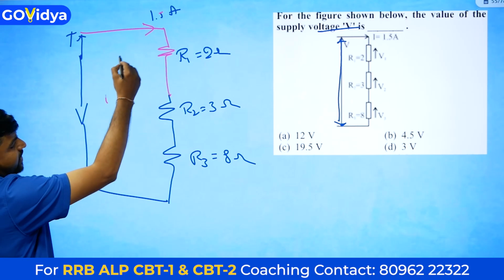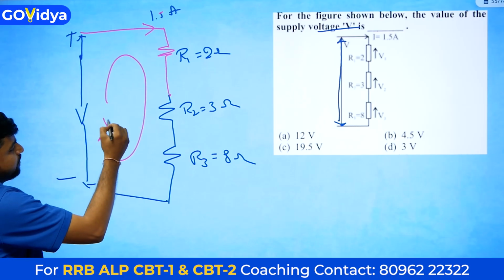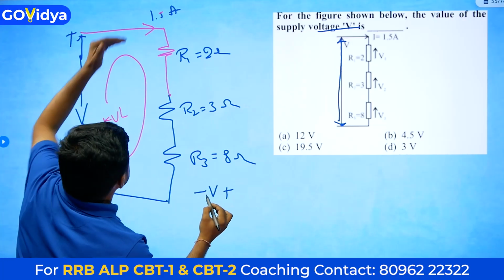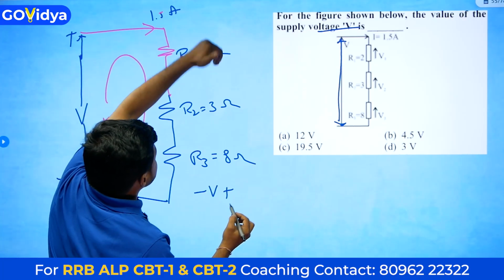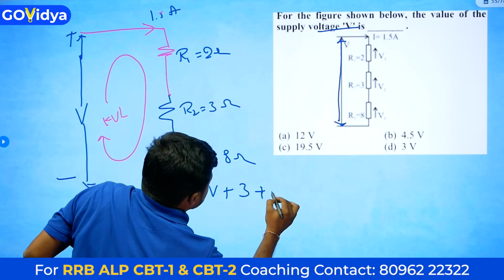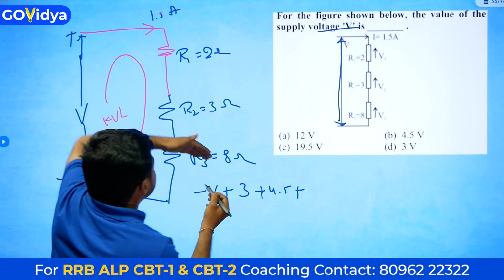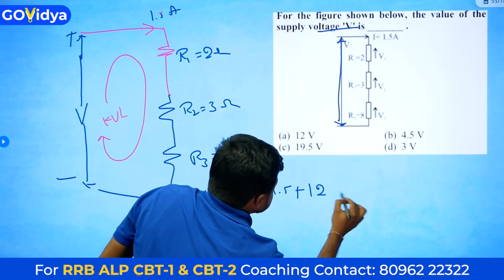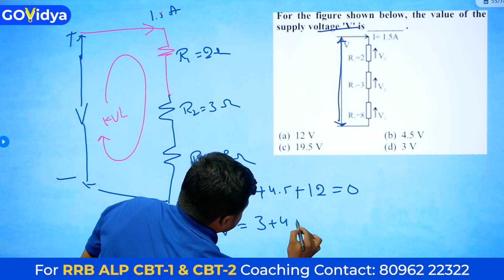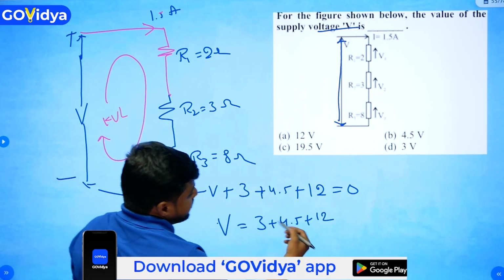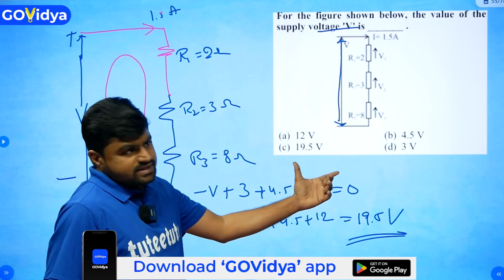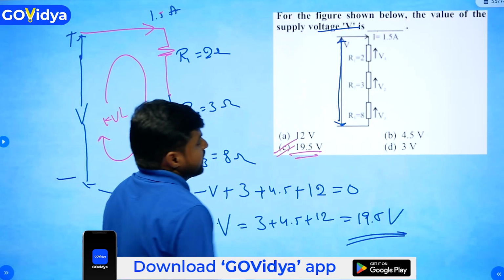Apply KVL in this loop. Minus V plus current into resistance: 1.5 into 2 is equal to 3, plus 1.5 into 3 is equal to 4.5, plus 1.5 into 8 is equal to 12, is equal to 0. Minus V is equal to 3 plus 4.5 plus 12. We will get 19.5 volts. From the options, option C is the correct answer.